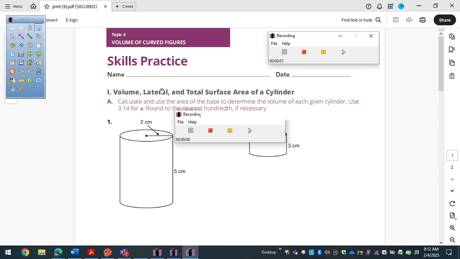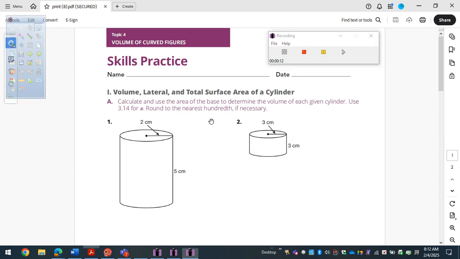Okay guys, so today we're going to work on volume. We're going to calculate and use the area of the base to determine the volume of each given cylinder. Use 3.14 for pi, round to the nearest hundredth. So basically in these, you're going to go ahead and use the volume formula.